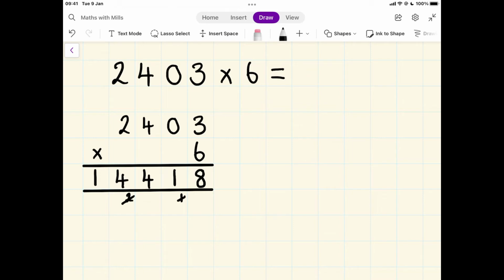My answer for this calculation is 14,418. Brilliant.